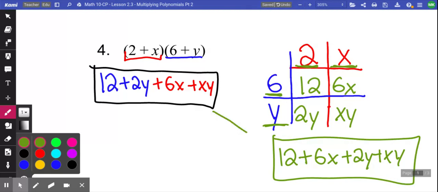And you'll notice that both these answers are the same. Right? It's just two different strategies. First strategy was distribution. Second strategy is called an area diagram. Most people pick one that they really like and then they kind of stick with it. I usually do distribution.